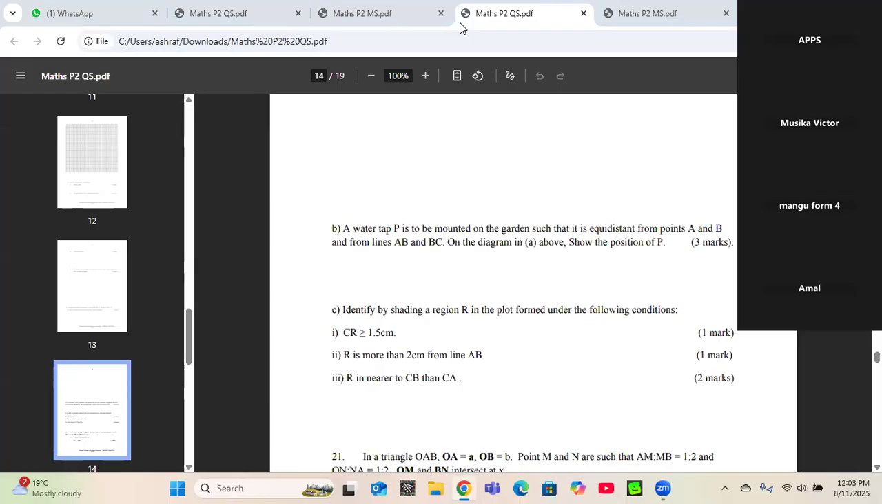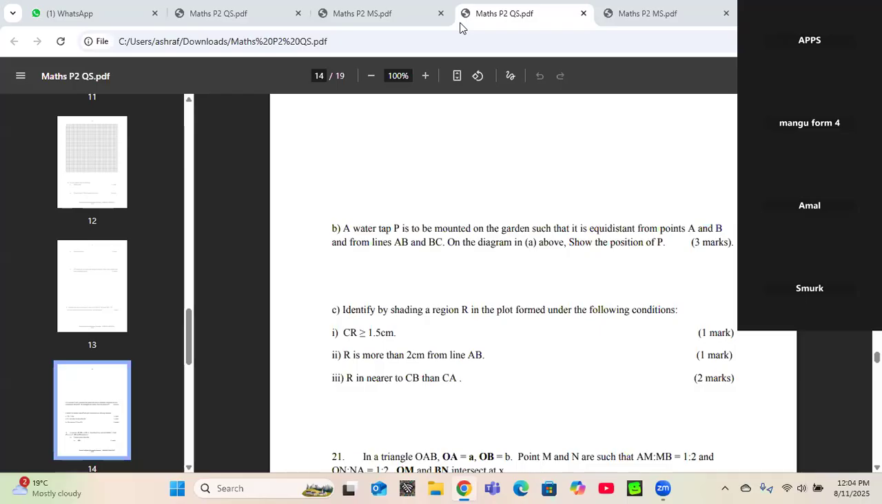Musika, Victor, unmute yourself. Okay, we're not getting through Musika. Then there is APPS. Unmute yourself and answer the question. You divide the line AB into two. How do we divide? You bisect. We bisect. Good. So we're going to bisect line AB to get the locus of points equidistant from points A and B.